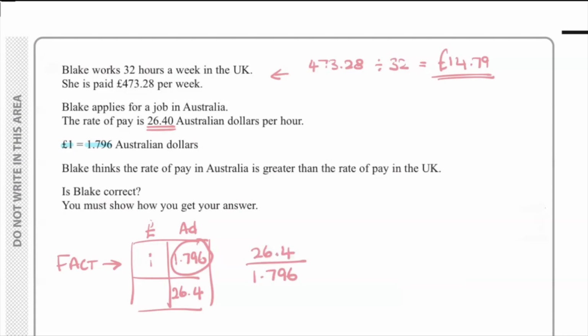And you can just divide through, show the times one if you want to. That gives us 14.699, on and on it goes. So round it, and we've got £14.70. So does she get more in Australia? No. And remember to answer that question.